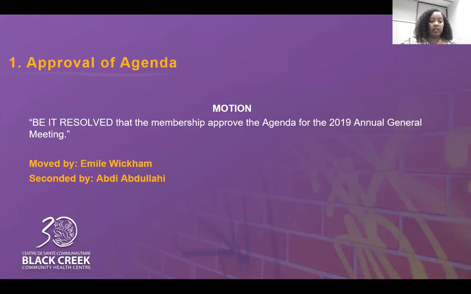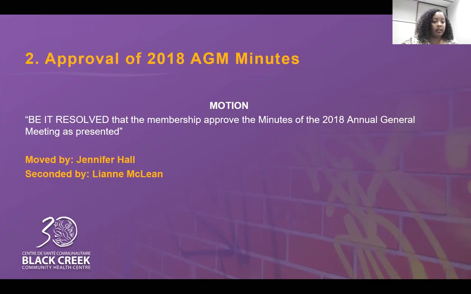All right, so we will be getting started now. Okay, so the first motion, be it resolved that the membership approve the agenda for the 2019 annual general meeting. This motion is moved by Emil and seconded by Abdi. Any objections? Any abstain? Okay, motion has been passed. Next slide.